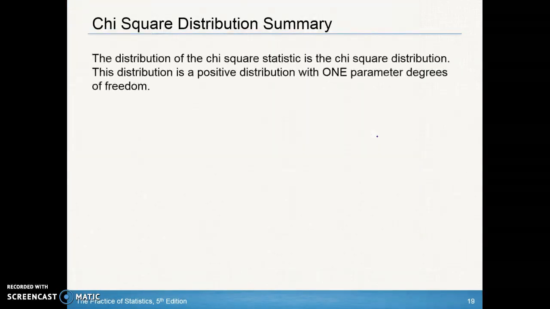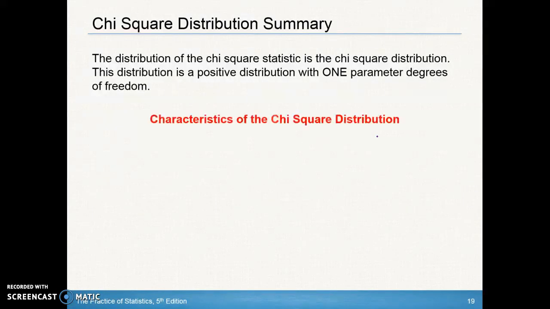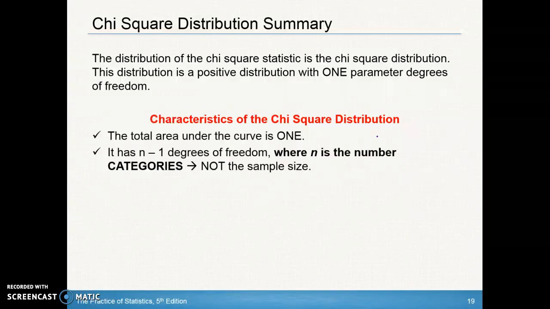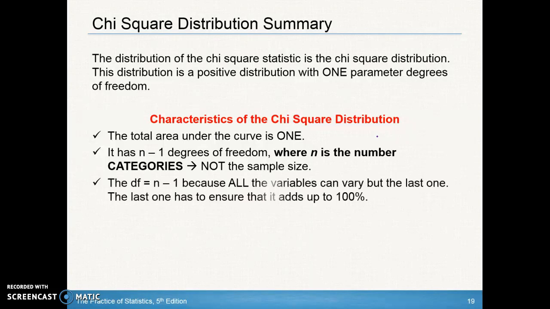All right, so let's take a look at a quick summary. The distribution of the chi-square statistic is positive, okay? When I say one parameter, degrees of freedom, you take your categories minus 1. The characteristics are, same thing with a normal curve, total area is 1, n minus 1 degrees of freedom, where n is your categories, not the sample size here. Be careful with that. It is not your sample size. Count the categories in your table, okay?